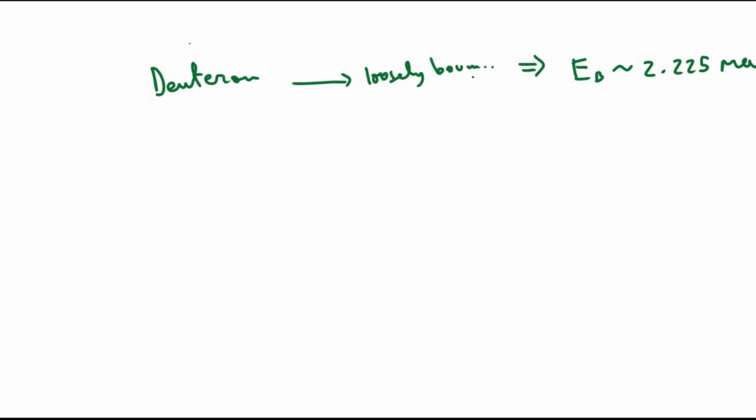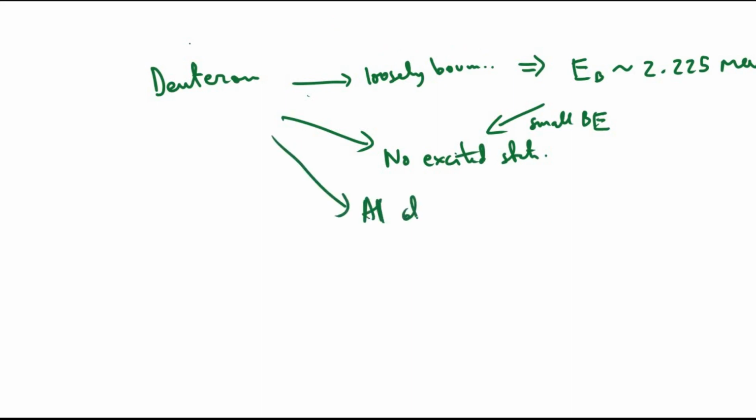Now, mainly because of this small binding energy, the Deuteron has no excited state. So, basically due to this small binding energy, second unique feature, no excited state. And so, all observations on Deuteron are made on the ground state.